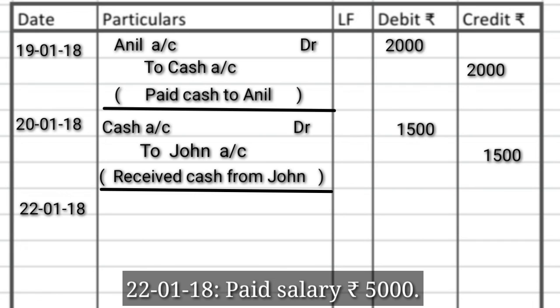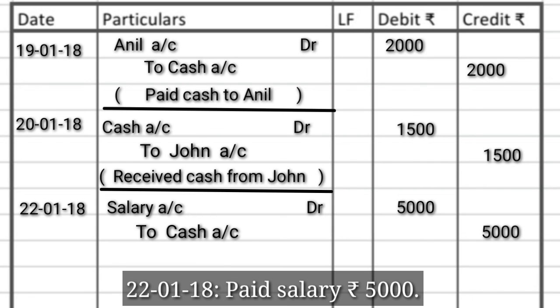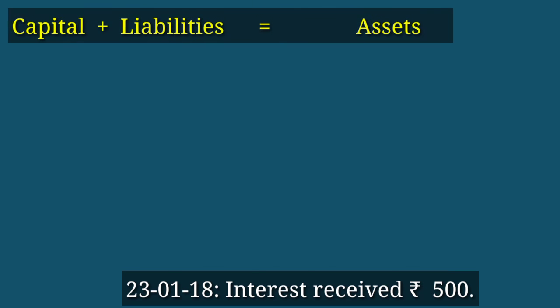Date 22nd January 2018. Particulars column. Salary account debtor. Debit amount column 5,000 to cash, credit amount column 5,000. And the narration is salary paid. Draw a line. Okay. We can check one more transaction. On 23rd January 2018, interest received rupees 500.